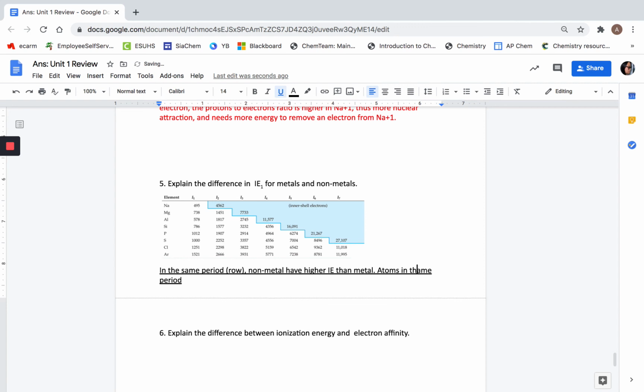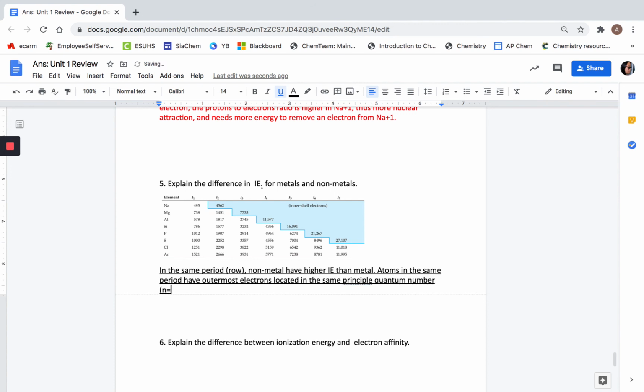Atoms in the same period have outermost electrons located in the same principal quantum number, which is what we're talking about, n equal to. Okay.